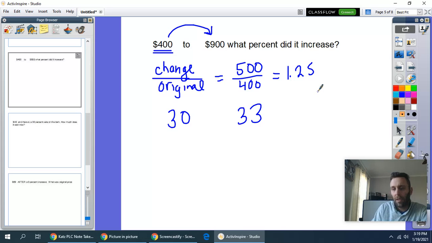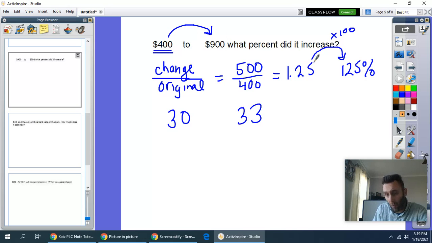Yep. Now, that's the decimal version. That's not the percent version. So just a reminder, to get the percent, you just have to multiply by 100. But remember we said before 1.0 is 100%. So either you could figure out that 1.25 is 125%, or you could just multiply it by 100 and get 125. So this signifies a 125% increase.